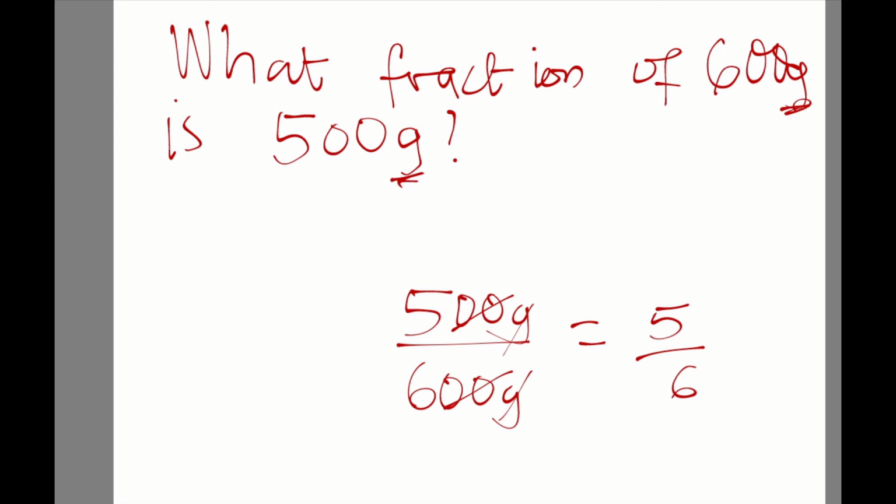So what fraction of 600 grams is 500 grams? It is 5 over 6. So take note, if we are expressing one quantity as a fraction of another quantity, make sure both quantities are in the same unit, and take note, the quantity that follows the "of" is always the denominator. You divide both quantities, and then you find your fraction. You simplify the fraction to its simplest form. So basically, this is what we are doing today.